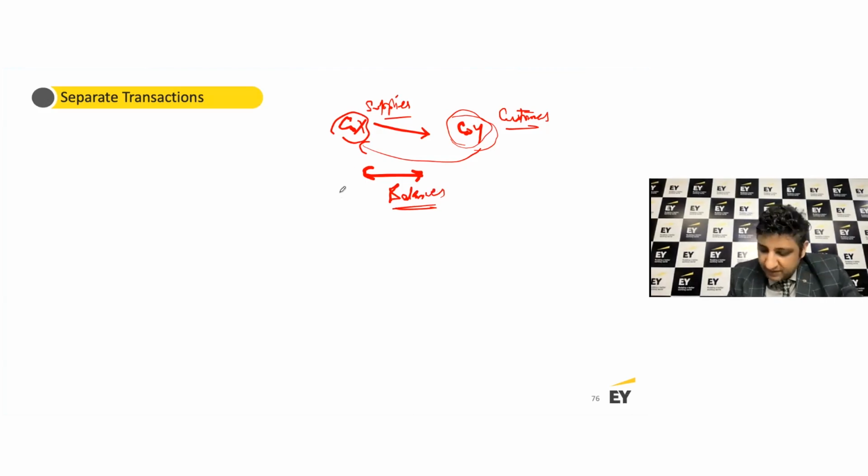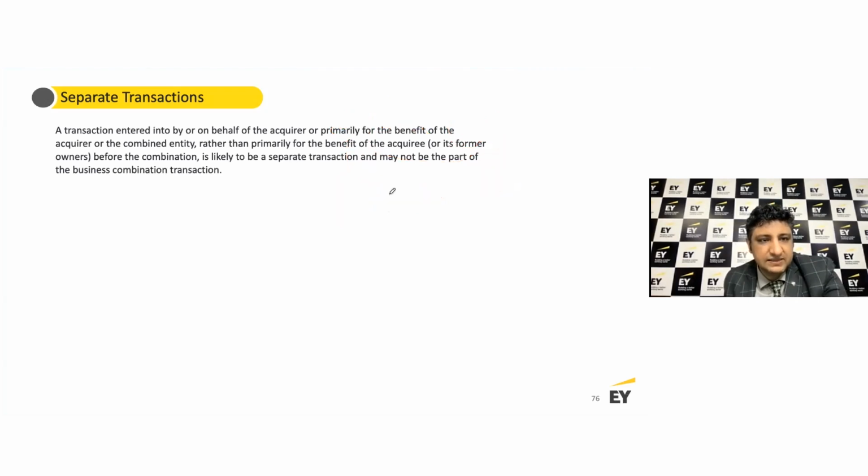So there could be something outstanding as a receivable, for example, in the books of X. There could be a payable, let's say, in the books of company Y, right? So there are aspects that need to be understood. What I was saying is this, that when you look at such kinds of transactions, you need to look at those balances also.